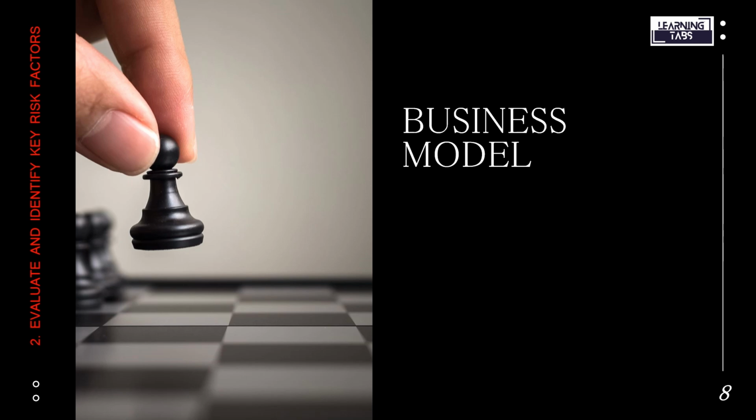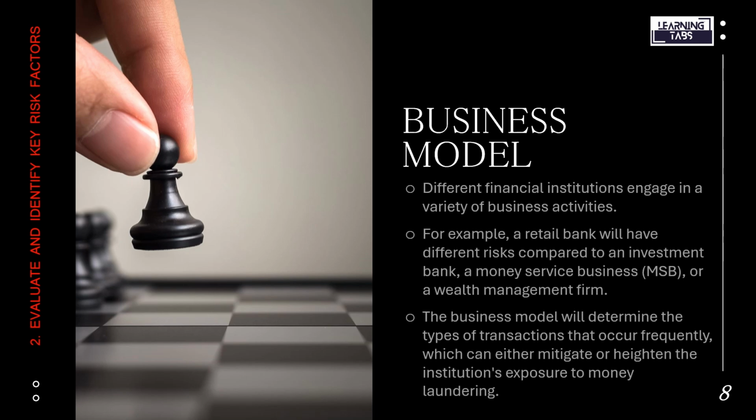Business model. Different financial institutions engage in a variety of business activities. For example, a retail bank will have different risks compared to an investment bank, a money service business, MSB, or a wealth management firm. The business model will determine the types of transactions that occur frequently, which can either mitigate or heighten the institution's exposure to money laundering.